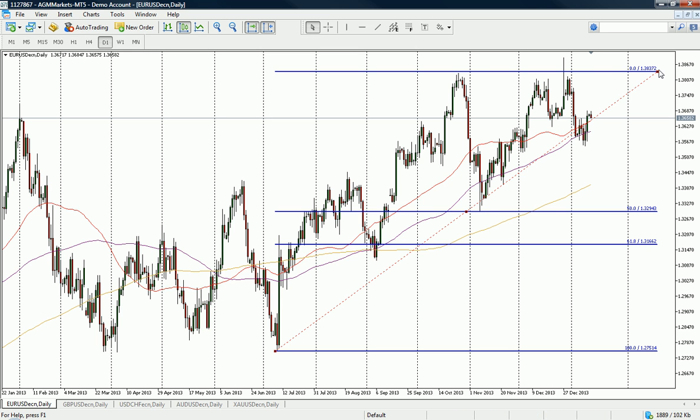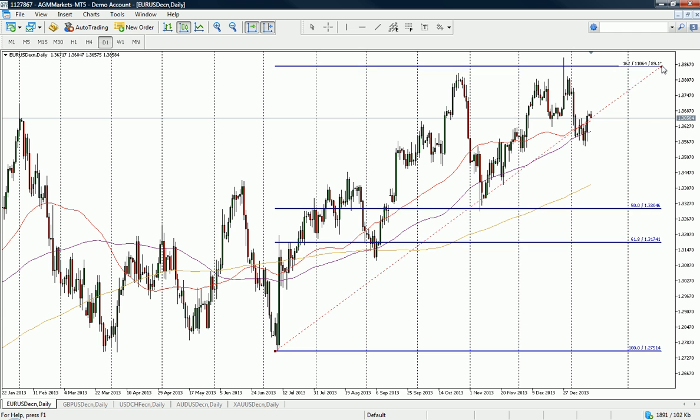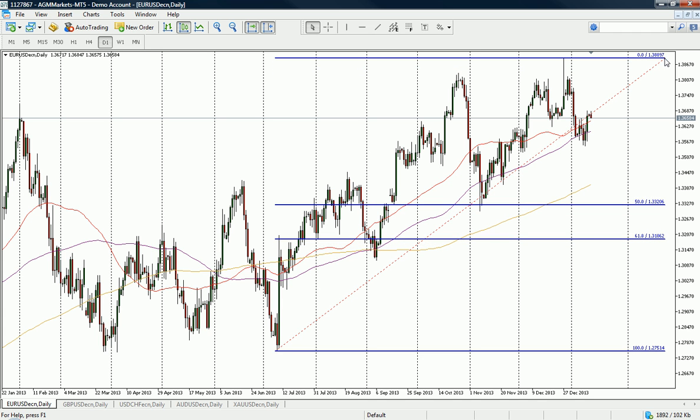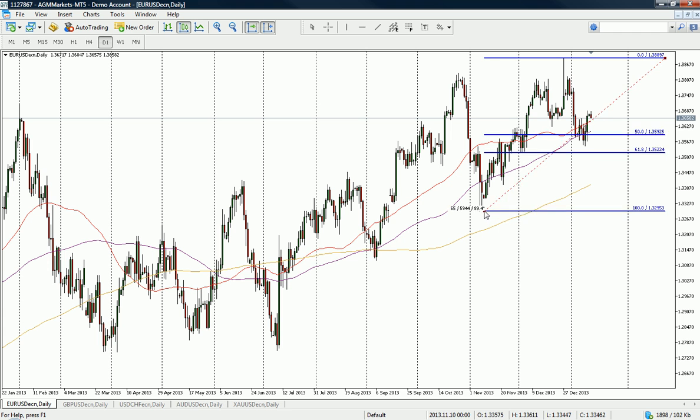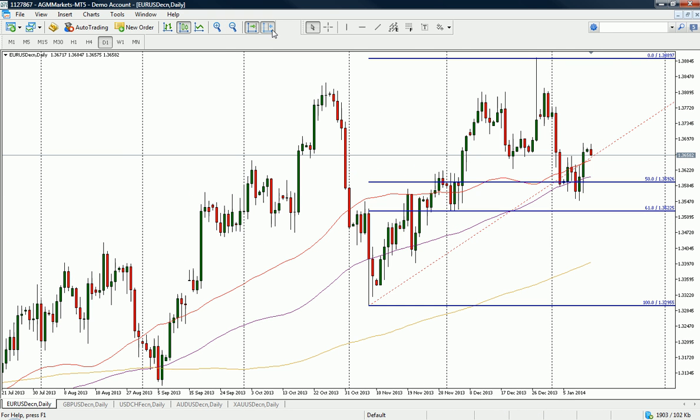Because that high got broken but we didn't have a daily close above, this is the main fib that's in place. A lot of people will be focusing on this move here, and that has come into play over the last week or two. It's been a little bit messy around this area, but it's still playing out.